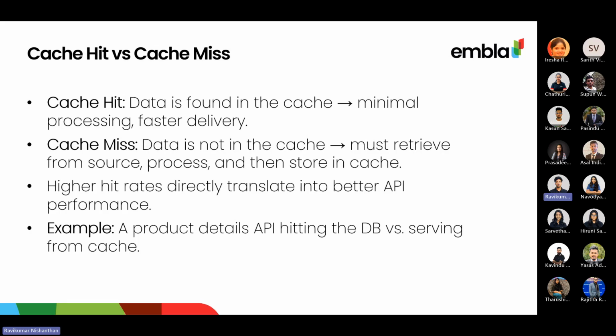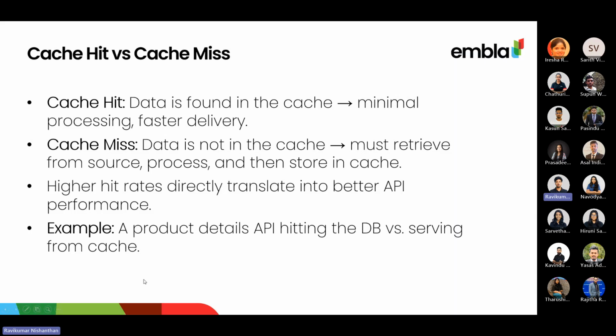On the other hand, a cache miss means the data isn't in the cache yet. So the system has to go all the way to the original source, like the database or external service, to get it. After fetching it, the system usually stores the data in the cache for the next time. So the actual goal here is to have a high rate of cache hits because that directly improves the API performance.